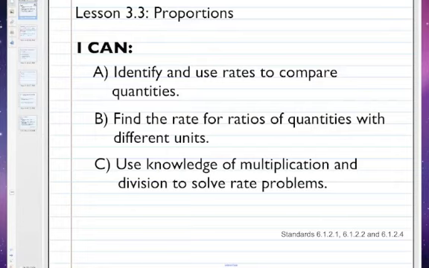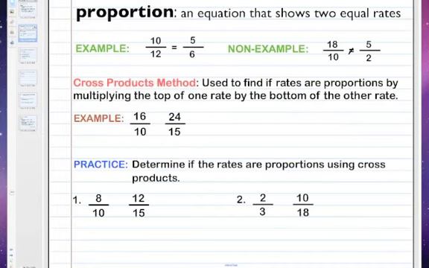Tonight we are continuing our work with ratios and rates by covering proportions. You can see we have three objectives. They're very similar, as they've been the same objectives as the last couple of nights. The first is to identify and use rates to compare quantities. Second is to find the rate for ratios of quantities with different units. And the third is to use knowledge of how multiplication and division work to solve rate problems. Let's go ahead and get started.